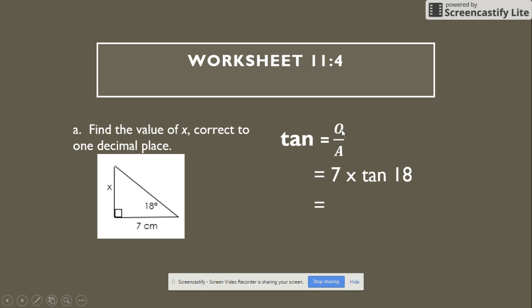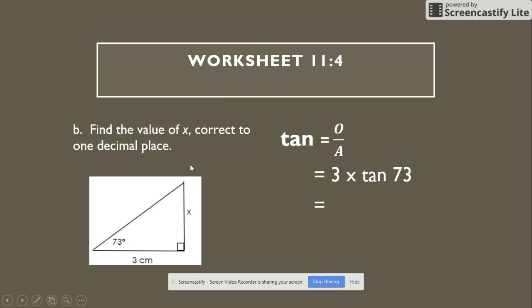We've then got to put our O first. So what is our O? Our O is opposite, okay, which is our X. So what we do is we then change this completely and we go 7 times tan 18. I want you to put that into your calculator. And that will give you the value of what this is. And remember, 1 decimal place. Please show all your working out on this, okay? Make sure your equal signs are all underneath each other as well.